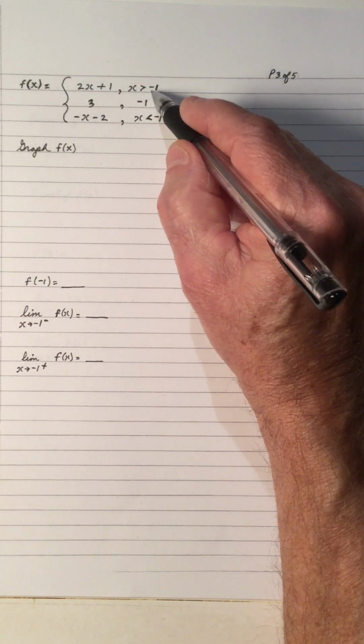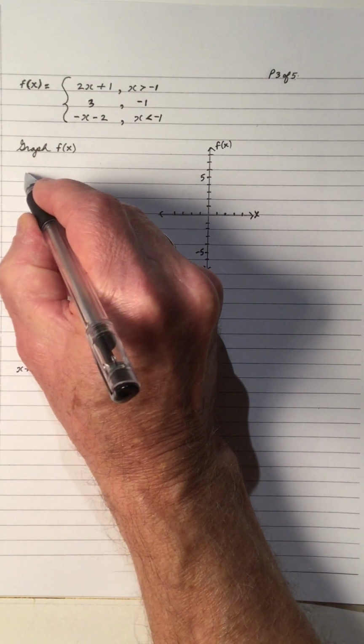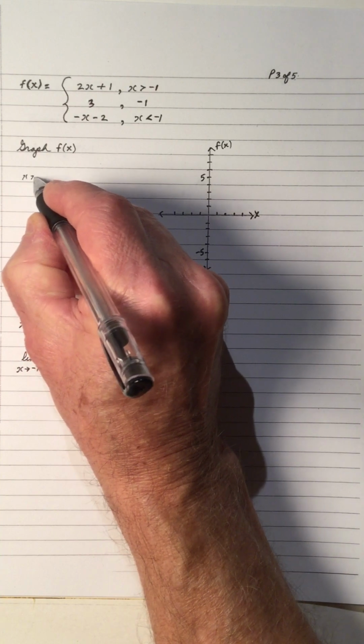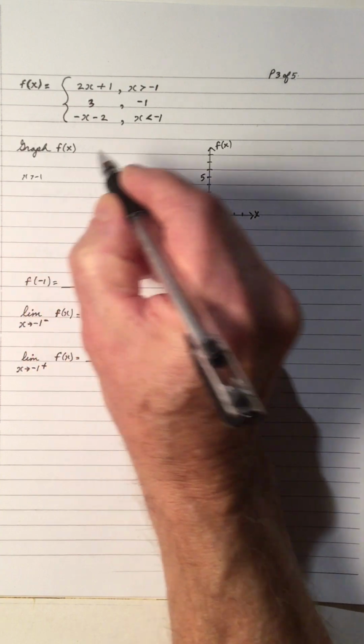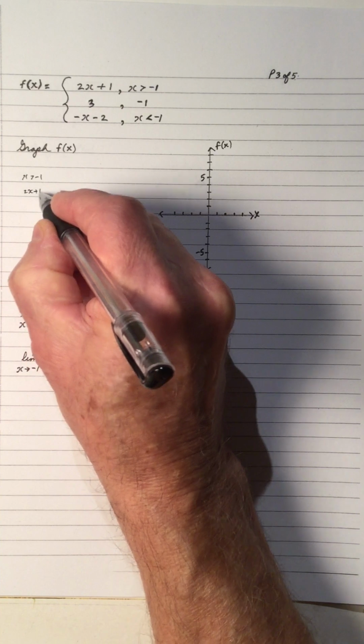So let's look at the graph and graph it. So negative 1. So if we take x greater than negative 1 with 2x plus 1.